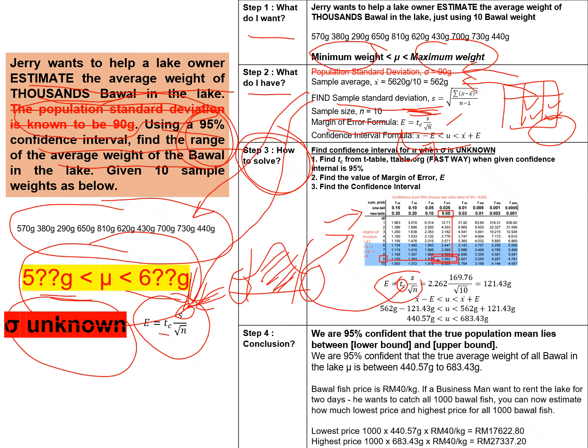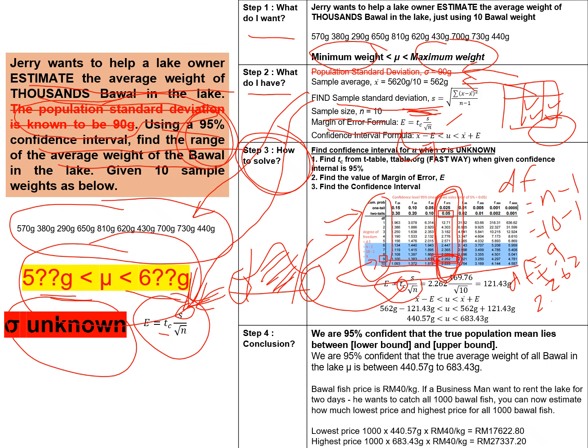So we're going to select this column here. Now we want to match it to which row? It depends on the DF. DF equals degree of freedom equals n minus 1. We have 10 data minus 1, so our degree of freedom is 9. Degree of freedom 9 is at this row, and then we see the intercept number, 2.262. This is the t_c.